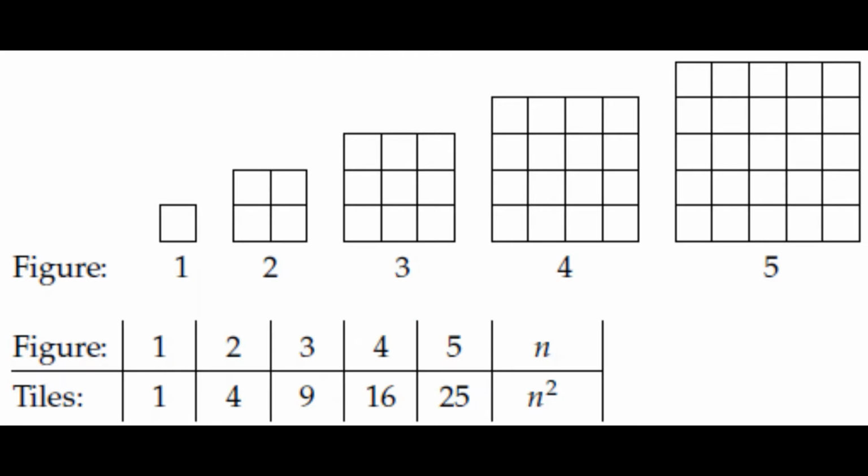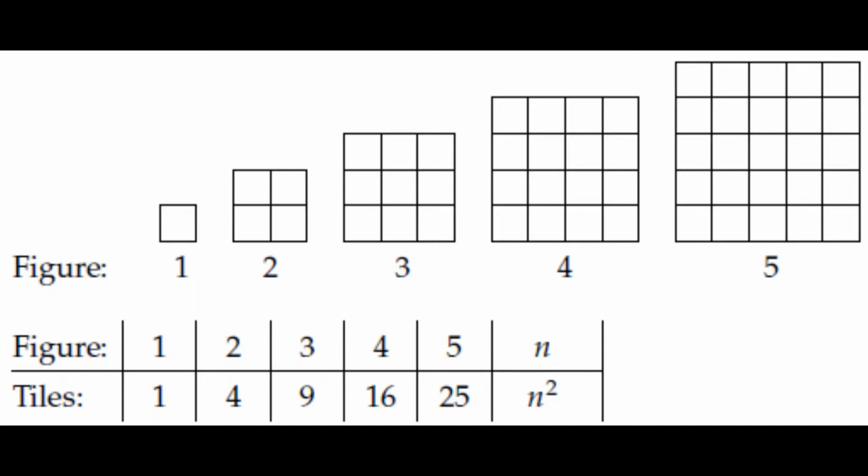Sa second figure, merong 4. Sa third figure, merong 9 tiles. Sa fourth figure, merong 16 tiles. And sa fifth figure, merong 25 tiles. So, we can therefore conclude na ang nangyayari dun sa n is ini-square lang siya.